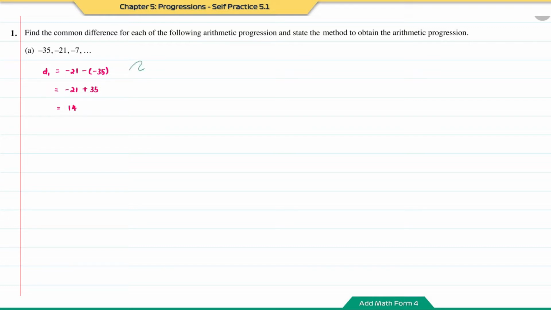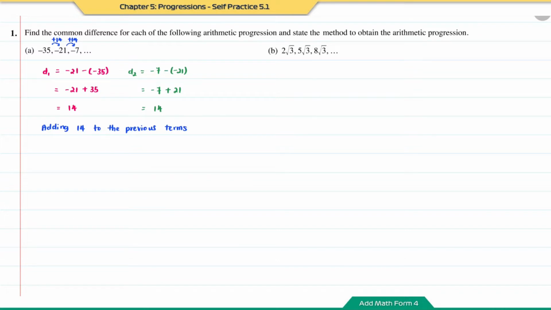Or you can also find the common difference using negative 21 and negative 7. Here I can use negative 7 minus the previous term, which is negative 21. So it will be negative 7 plus 21, which is equal to 14 as well. So the method to obtain the arithmetic progression is you are adding a constant value, which is 14, to the previous term.